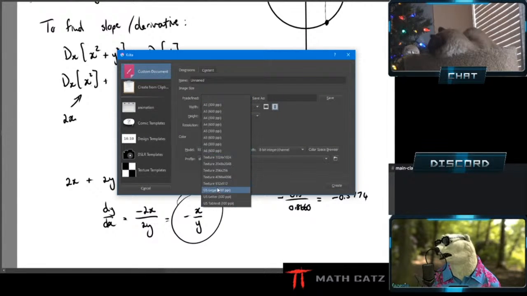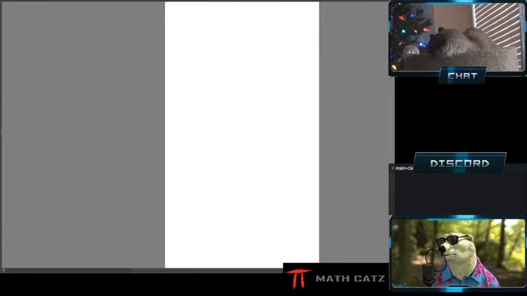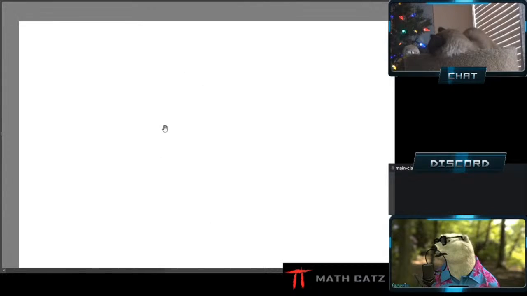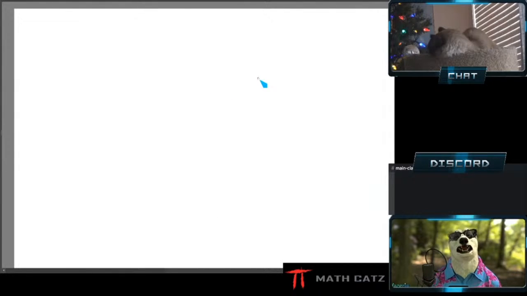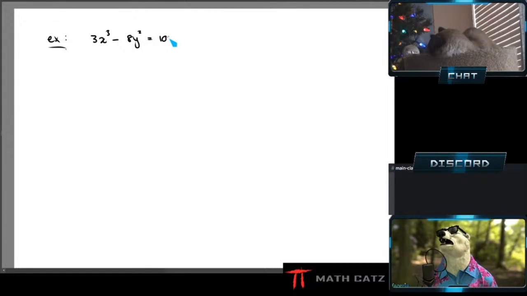Let's do another example. I'm going to go to 11.1 in our problem book, and I'm just going to randomly pick one of those. They don't have numbers. I will pick, which one do I like? 3x cubed minus 8y squared equals 10y.